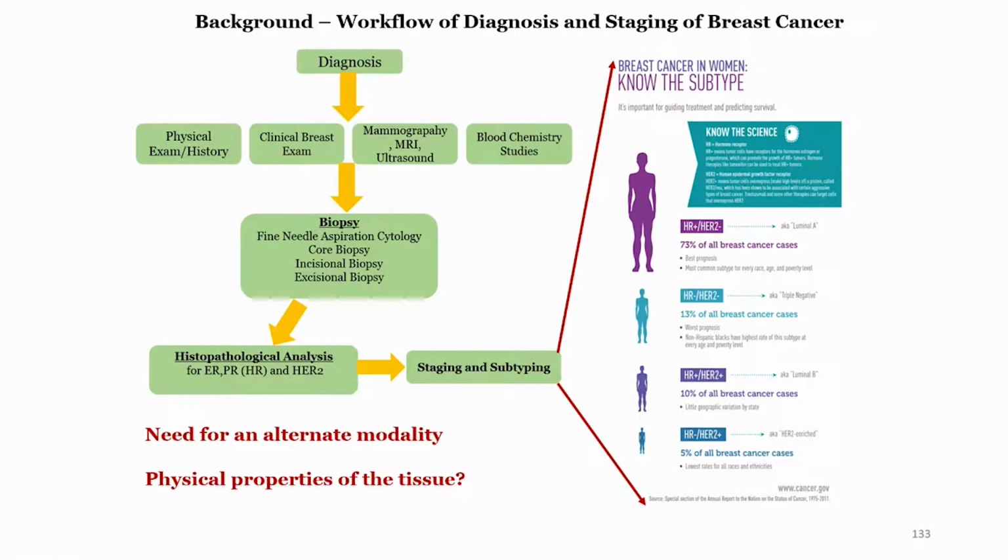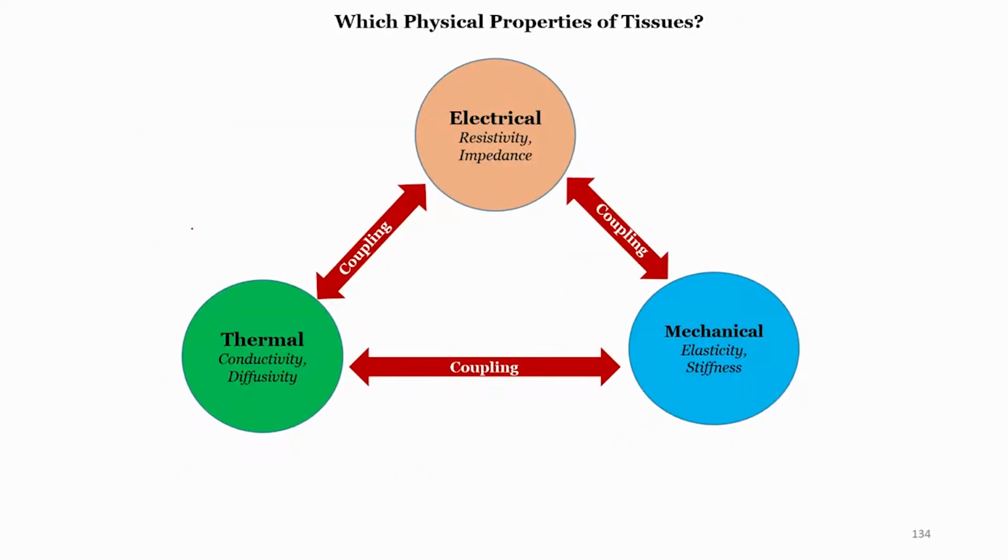So now the point is we require an alternative modality and we need to study physical properties of tissue. So how about we study physical properties of tissue as an alternative modality. That is why we were somewhere in this particular domain, biopsy domain, alright. So now which physical properties of tissues do we have to study? We can study the electrical properties, which is resistive and impedance measurements. We can study the conductivity and diffusivity, which is thermal conductivity. We can also study the mechanical properties like elasticity and stiffness.